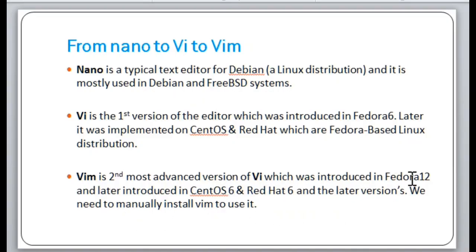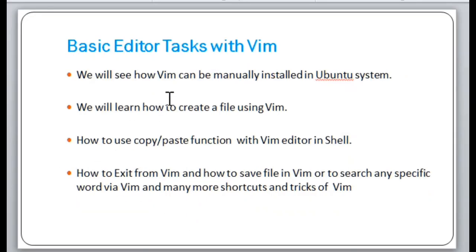For this class, we're going to need to manually install Vim to use it. I will demonstrate how to manually install Vim on your Ubuntu system. And we're going to learn how to create a file using Vim. We're also going to learn about the copy-paste function with the Vim editor in shell. And we're going to learn how to exit from Vim and how to save files in Vim, or to search any specific word via Vim, and many shortcuts and tricks of Vim.